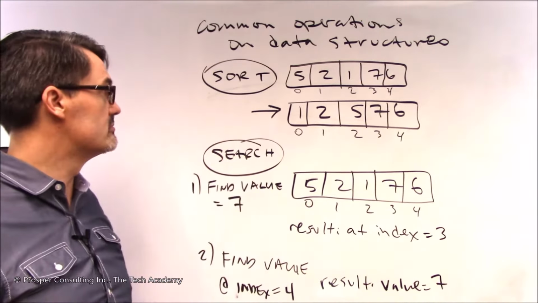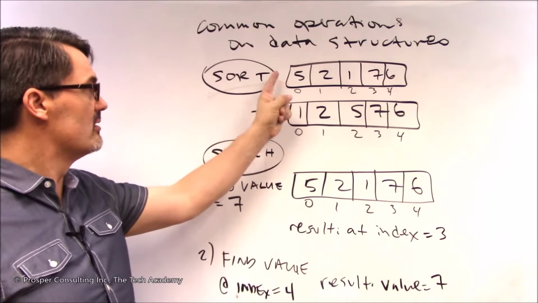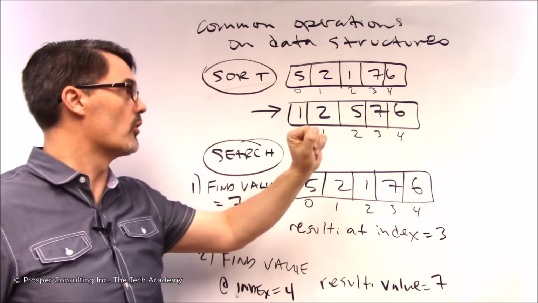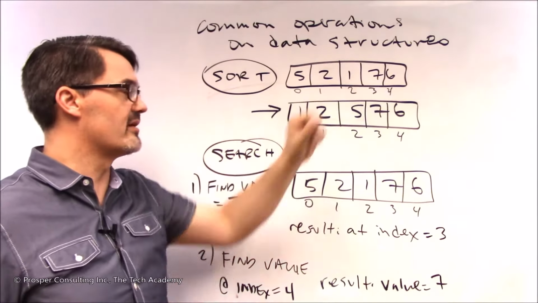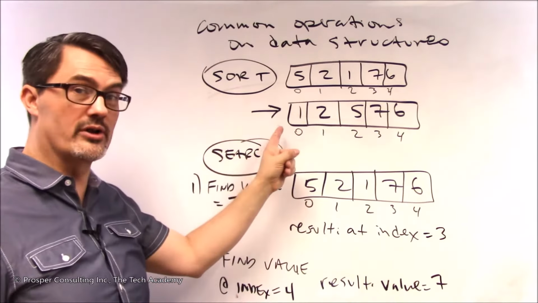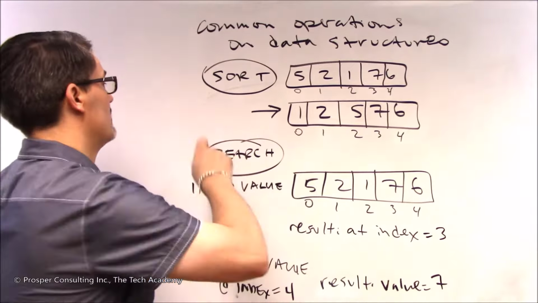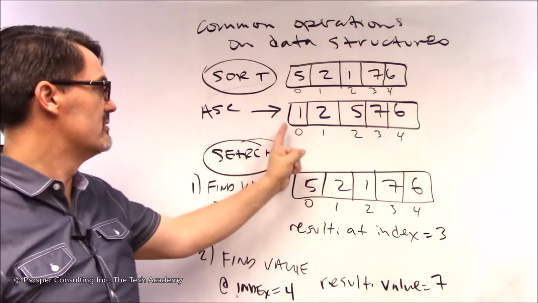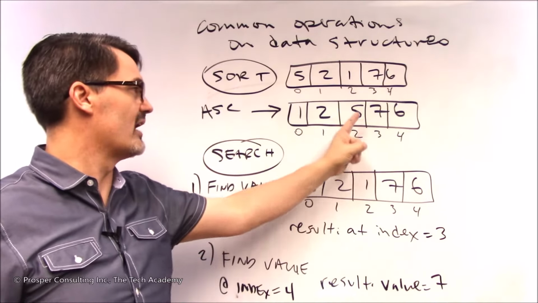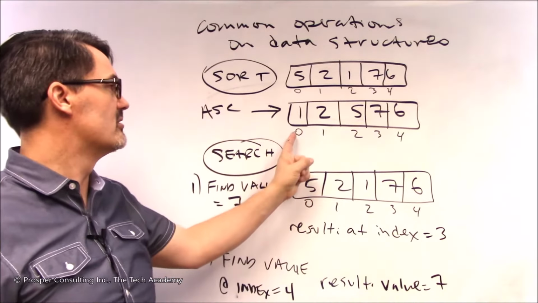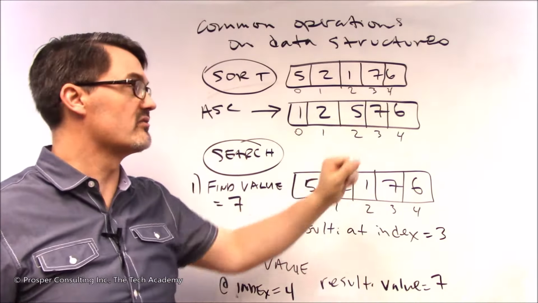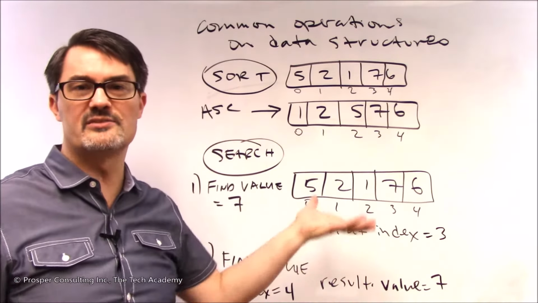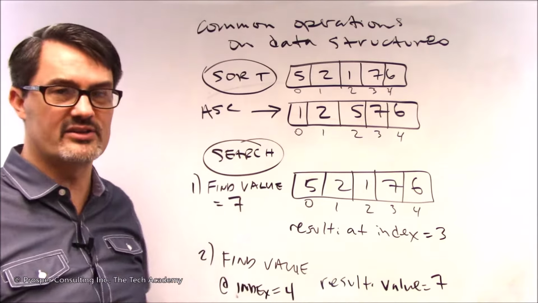Here is the result. On the top you have the beginning array with indices 0 through 4 and values 5, 2, 1, 7, and 6, now sorted in ascending order. You have values 1, 2, 5, 6, and 7 at indices 0, 1, 2, 3, and 4. You have sorted this collection of data. You can think of similar things by sorting things out alphabetically, that sort of thing.